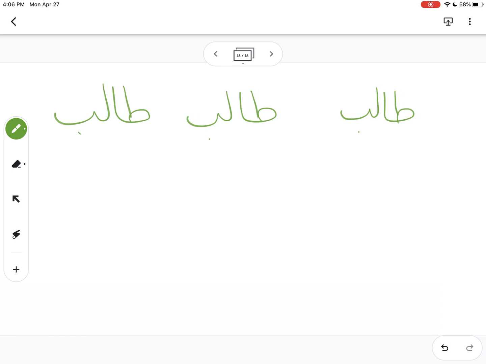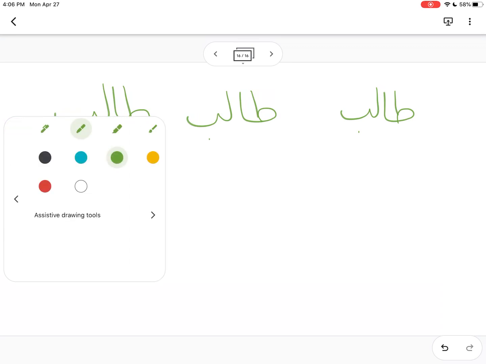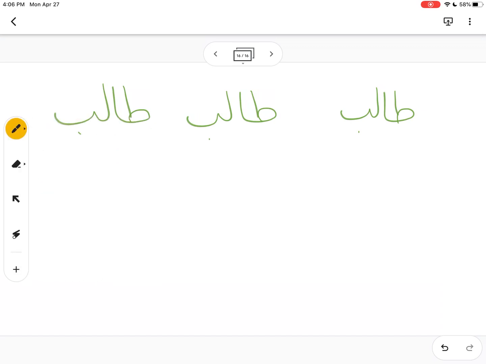So you look at the very first one and you say to yourself, what is the last letter? When you're writing fathatain, you have to look at what the last letter is. The last letter is a ba, and a ba is not a hamza and it's not a ta' marbuta. That means we have to put an alif at the end. We're going to take this ba, attach an alif, and then put an.